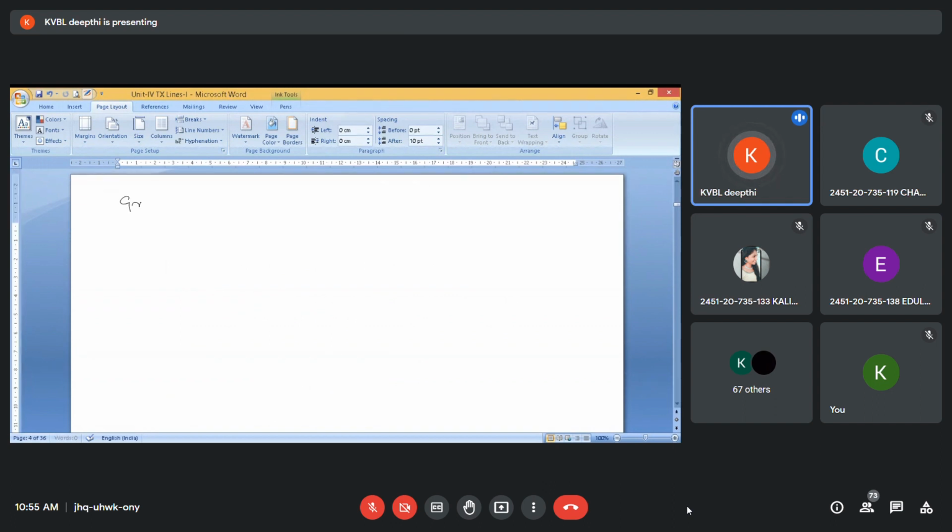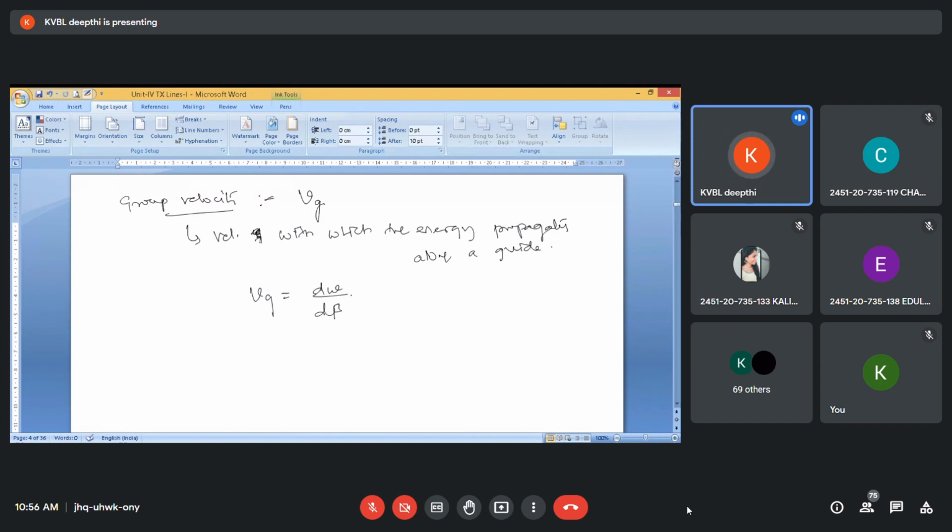The next one we have is the group velocity. The notation ఏంటంటే it is given by Vg. Vg is the notation for the group velocity. Okay, direct గా చెప్పొచ్చు, it is the velocity with which the energy propagates along the guide. So this can be given by Vg is equal to d omega by d beta.